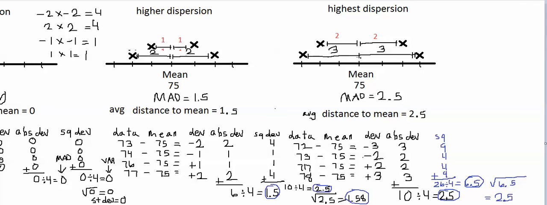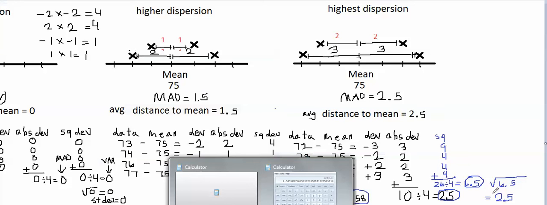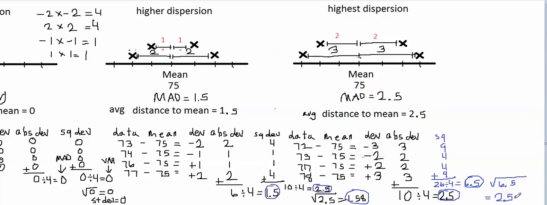Or actually, 2.55. So the standard deviation came out to about the same as the MAD, like I said it would. They usually come out to about the same. So the point that I'm making is that all three values go up when the spread goes up.